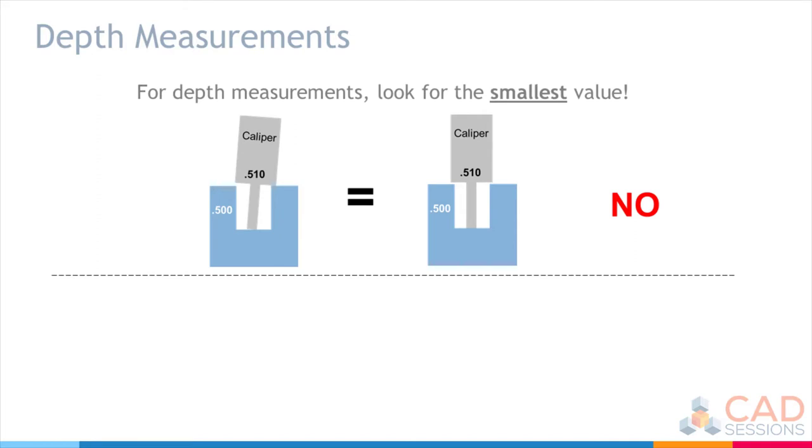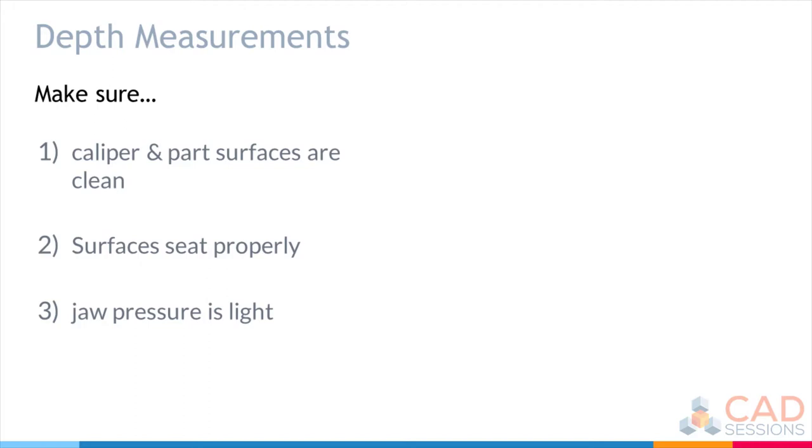A thing to keep in mind for depth measurements is that you're looking for the smallest value. You also want to be sure that the measuring part of your caliper is square with the part. If you're not fully seated, the measurement might come out too long or too large for what the correct measurement is. This diagram demonstrates that. If we're tilted, the tilt creates an incorrect measurement, whereas if you're fully seated, you get the correct measurement. Same as with outside and inside measurements, we want to make sure that our caliper and part surfaces are clean, that surfaces seat properly, and that the draw pressure is light.